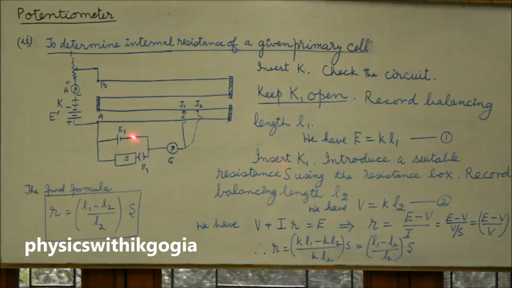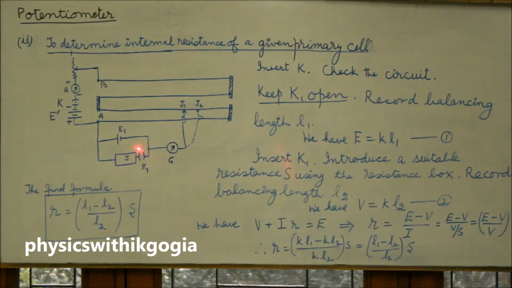Here E, read it as E1, is the EMF of the cell whose internal resistance we wish to find out. We connect a resistance box in parallel with the cell through a key K1. After completing the circuit, check the circuit. We insert key K and check the circuit as we did earlier.